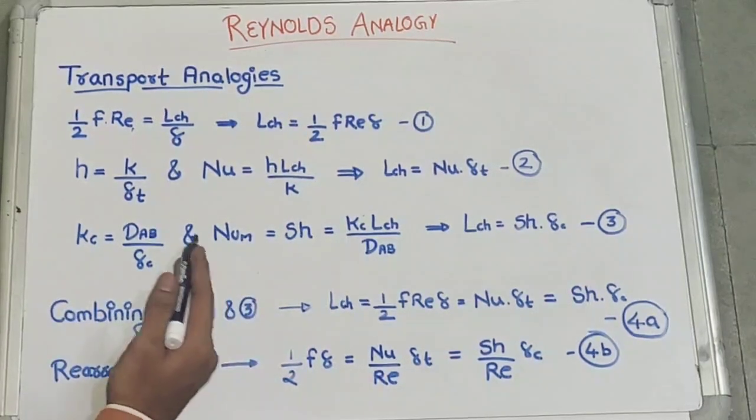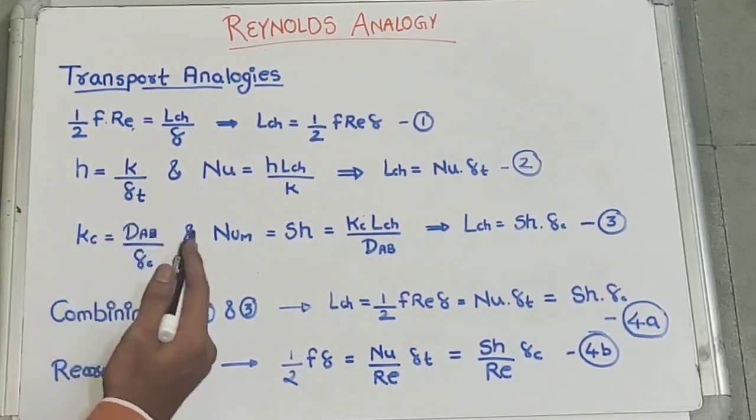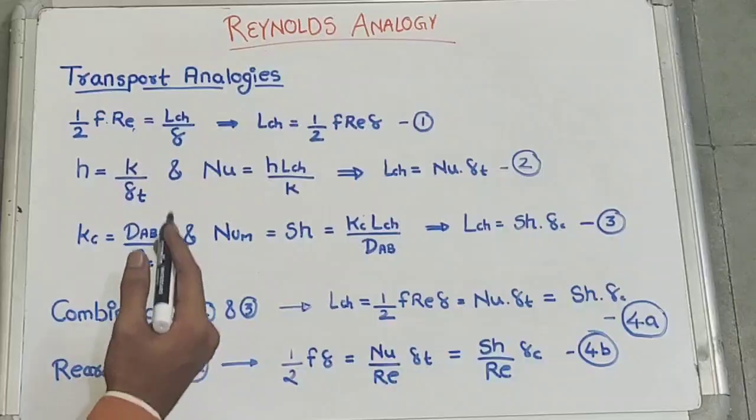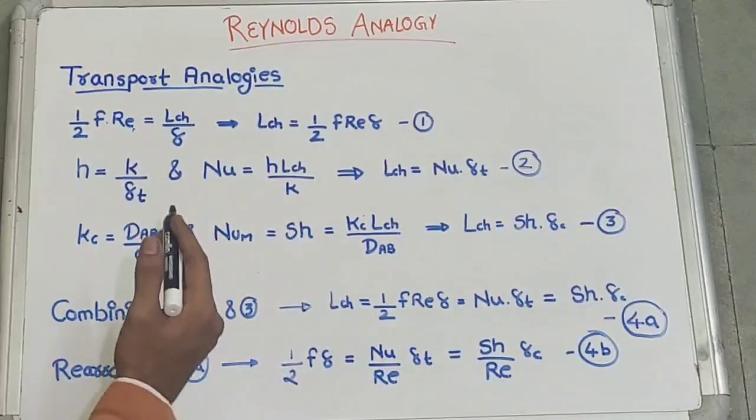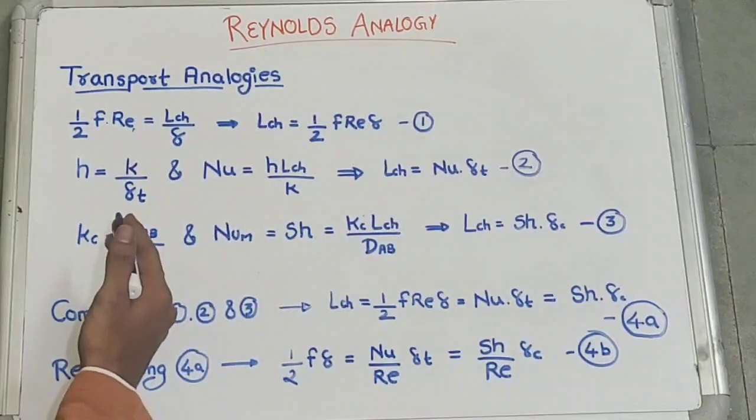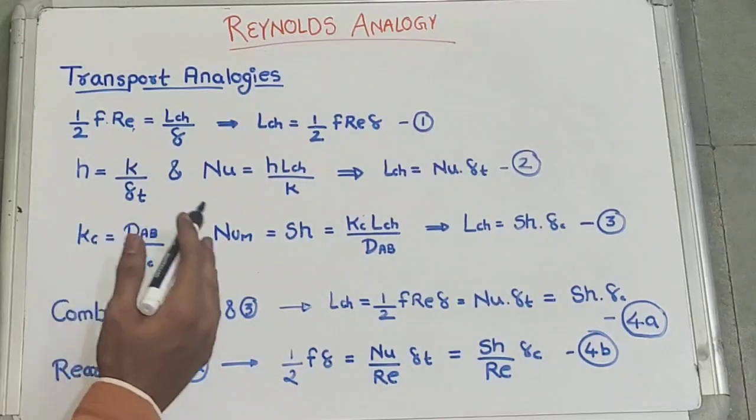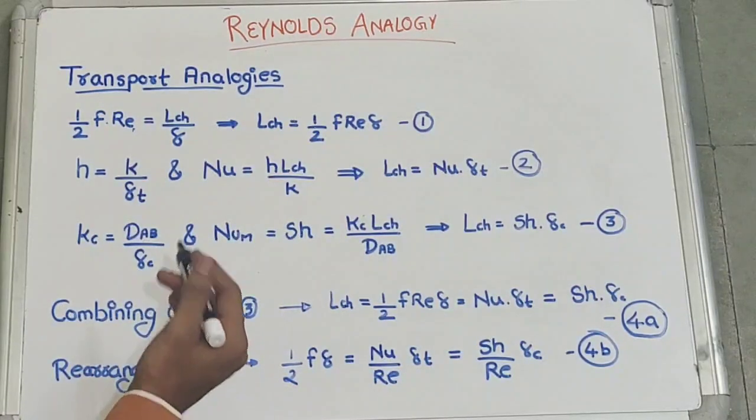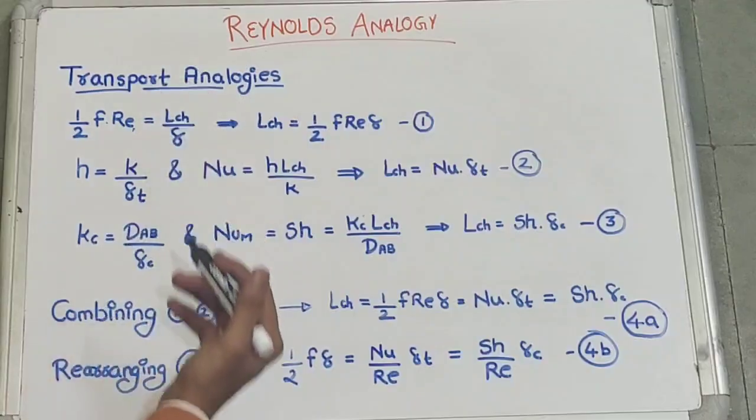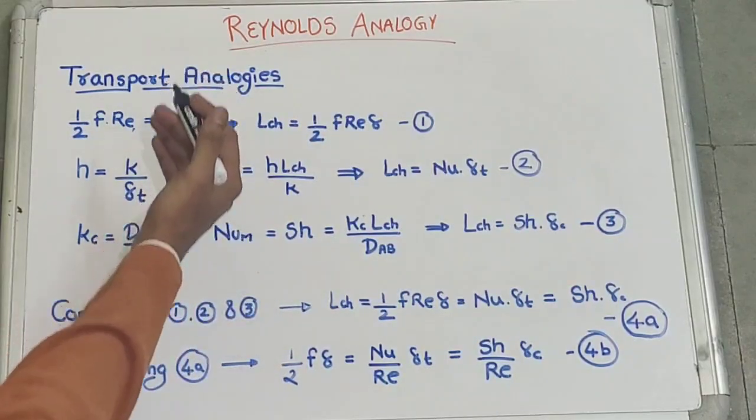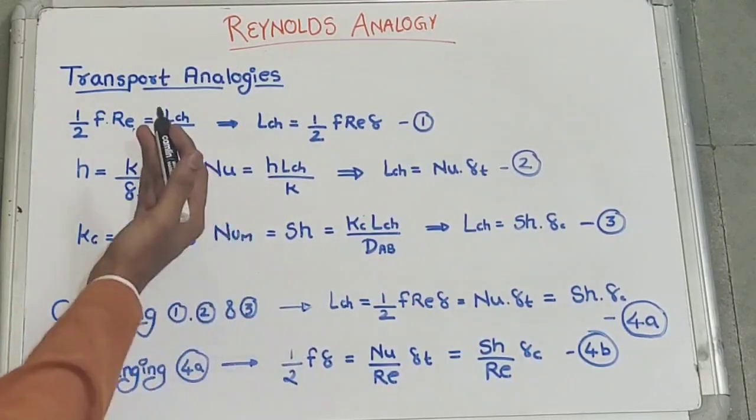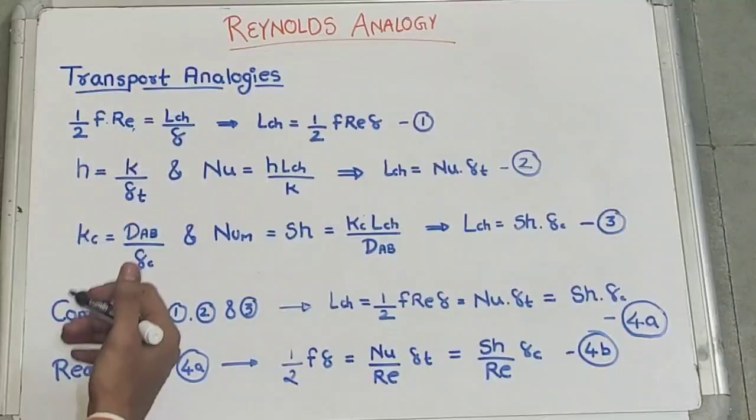So now you guys must have definitely understood what is meant by the physical interpretation of friction factor, heat transfer coefficient and mass transfer coefficient in depth. So now let's proceed further. Now we will derive Reynolds analogy with the help of these three physical interpretations. So let's start with the friction factor.